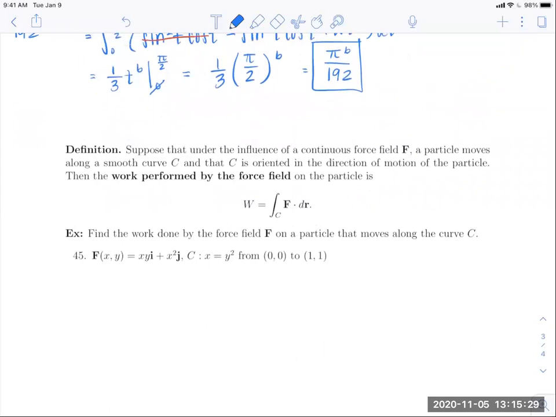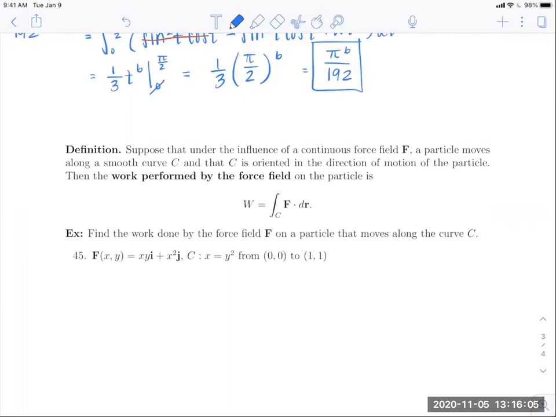All right, so for our final example, find the work done by the force field F on the particle that moves along the curve C. All right, so we have our vector field F, and then we have a parabola given by x equals y squared, and we only want part of that parabola from the origin 0, 0 to the point 1, 1. So something that's distinctly different about this problem is we don't have our parameterization r. That is an extra task that we have to take upon ourselves to identify: how can I take this parabola and write it parametrically?